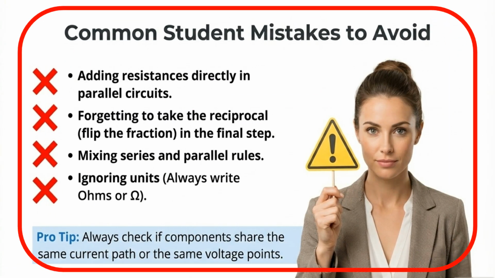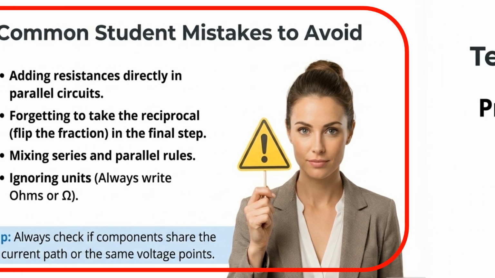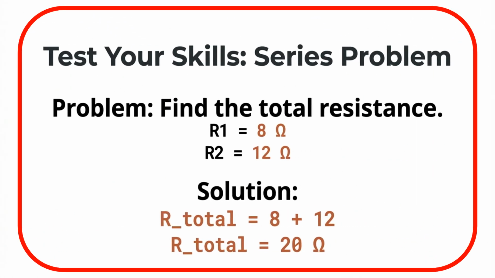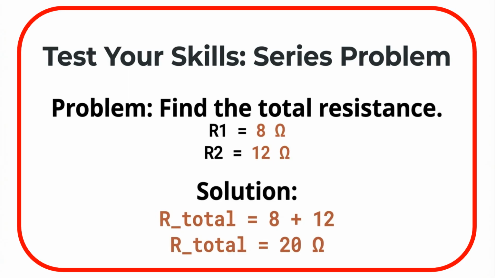Avoid common mistakes like adding resistances directly in parallel or forgetting to take the reciprocal. Always check if components share the same current path or the same voltage points. Now test your skills with a series problem. Find the total resistance if R1 is 8 ohms and R2 is 12 ohms. The solution is 8 plus 12, which equals 20 ohms.